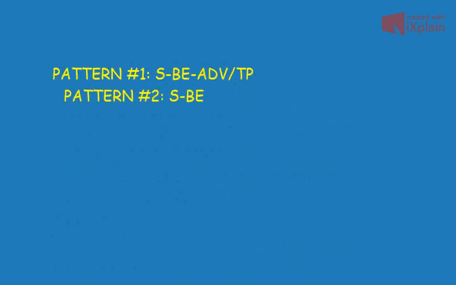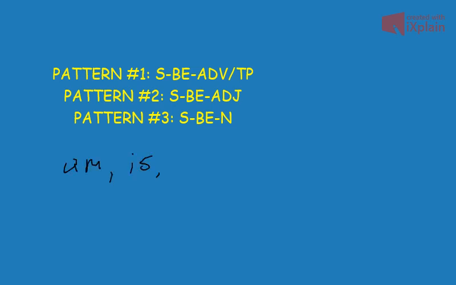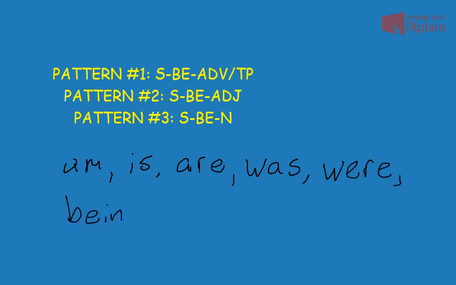First, let's look at patterns 1 through 3. These patterns all contain a subject and be-verb. The be-verb is some form of the verb be. Am, is, are, was, were, been, and be is used as the main verb. Be can also be used as a helping verb. But to qualify for one of these three patterns, the be form must come last in the verb phrase.